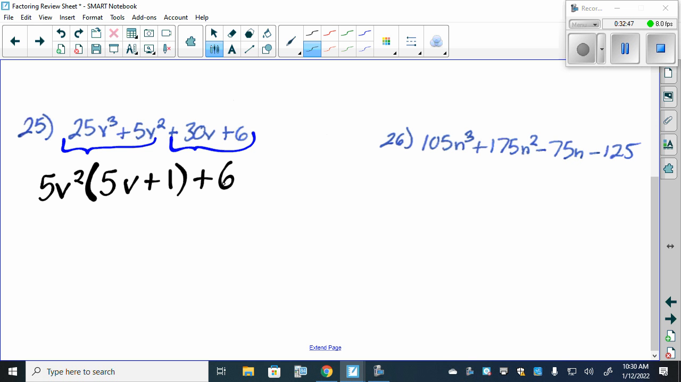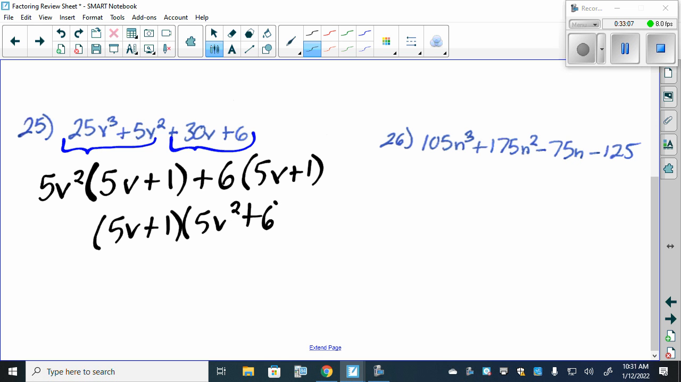You got it right the first time. Plus 6, because 5v plus 1. And with that, we do have 5v plus 1 in both. So we can factor it out, which tells me that I have 5v plus 1 times 5v squared plus 6.